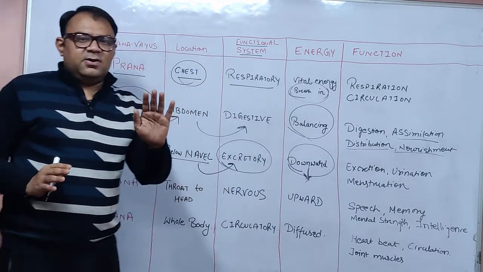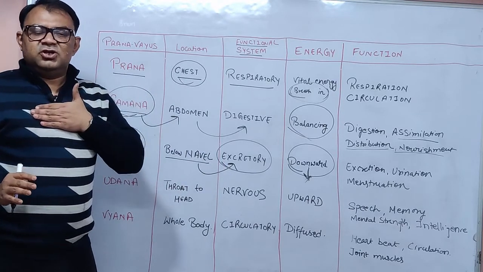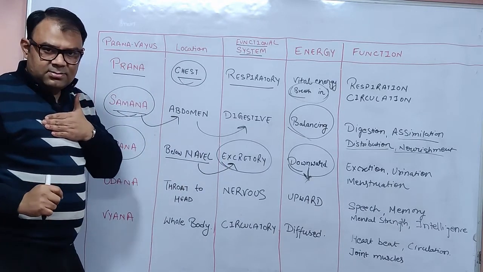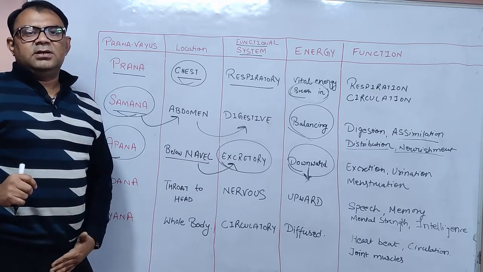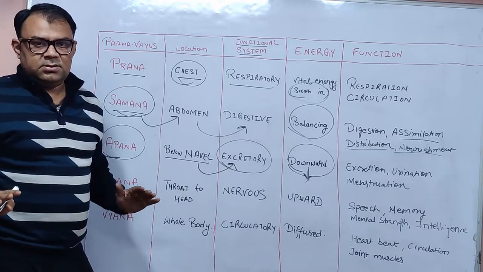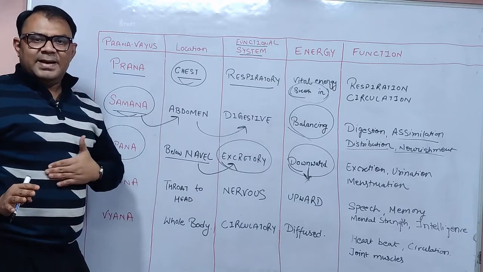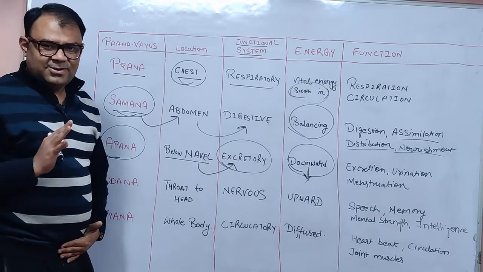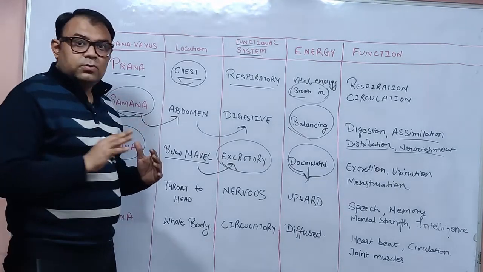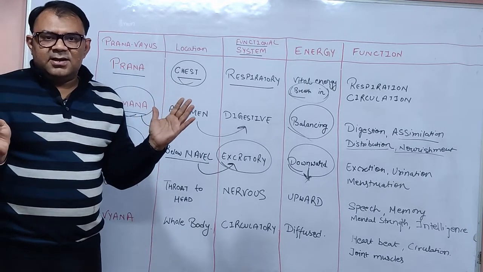So three parts are covered. The chest region is prana, the abdomen region is Samana, and below the navel is the Apana region. Breathing in, balancing and excretion, breathing out from the body. Anyways, what body parts are left?